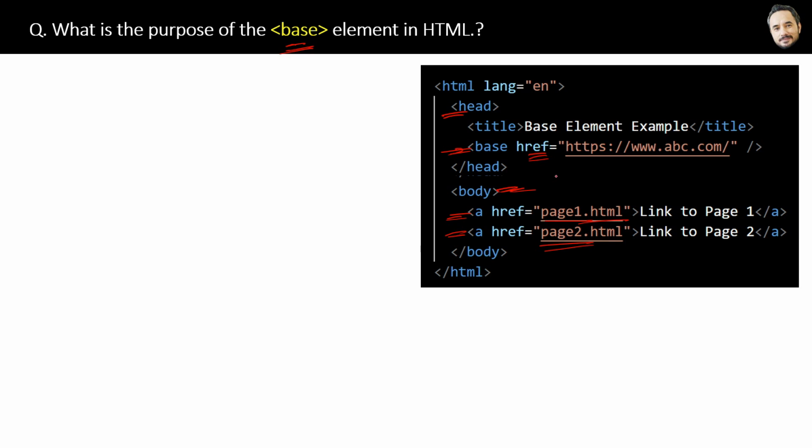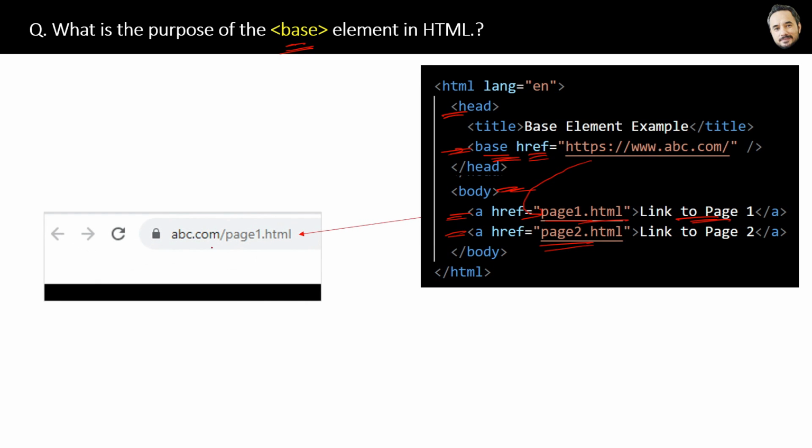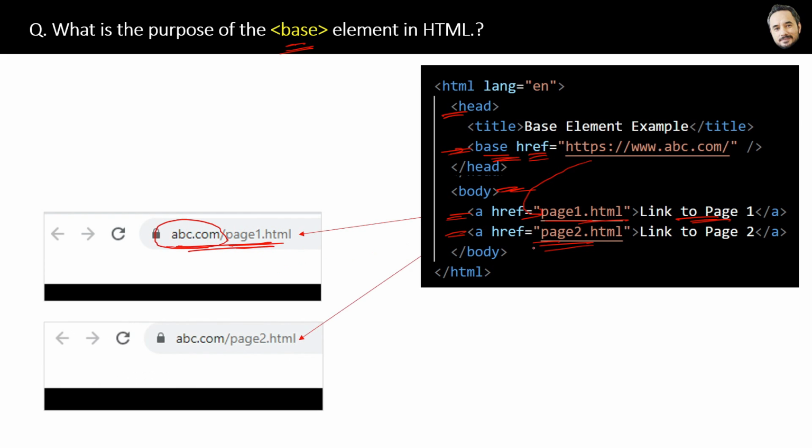Now in this case, if the browser finds the base element in the head section, then it will prefix this base element URL to the relative hyperlinks in the page. For example, now if you click this page1.html, then this window will be opened. And see, page1.html will be automatically prefixed by the base URL abc.com. And the same will happen with this page 2 also.